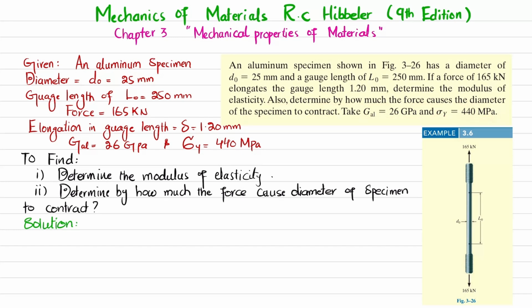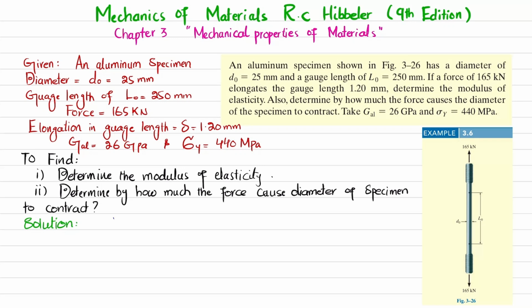So you can see this is a tensile test specimen for aluminum. This is the gauge length, which is L0 and given as 250 mm. The diameter of this specimen over the gauge length is D0, which is equal to 25 mm, and a 165 kN load is applied. Due to this load, there is elongation in this gauge length, and this change in length is equal to 1.20 mm. So you have to determine the modulus of elasticity, and due to this load, the length will increase but the diameter will contract. So under this load, how much does this diameter contract? We have to determine that contraction as well. So let's start with the solution.